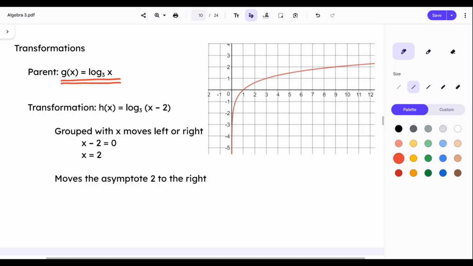So all I'm going to do is take these points and move them 2 to the right. Now my original asymptote would be on the y-axis here. Okay, so that's the original one for the parent graph. For my new one, my asymptote would move right 2. So this would be my new boundary point. And all those points that I had would move right 2 as well.